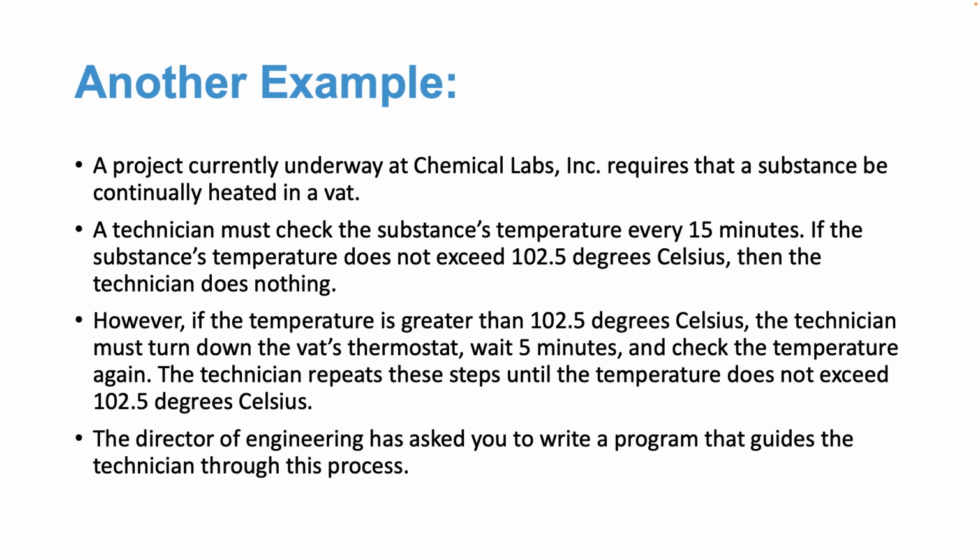Let's run one more example to make sure this is clear, and then we're going to talk about some ways to make the code a little more interesting and more complex. So we have a project that's currently underway in a company called Chemical Labs, and it requires a substance's temperature to be checked every 15 minutes. If it's over 102.5, then the technician has to do certain steps. If it's under it, it's good. That's the temperature that we want.